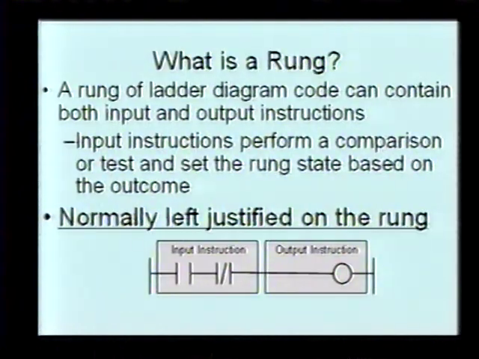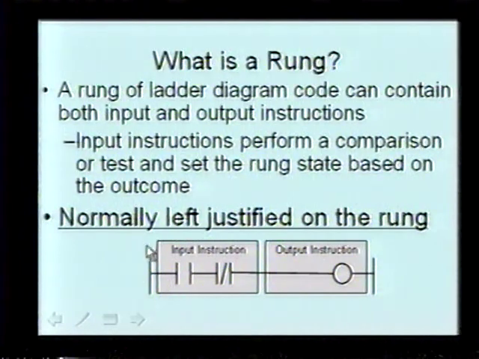What is a rung? A rung of ladder diagram code can contain both input and output instructions. The input instructions perform a comparison or test and set the rung state based on the outcome. Normally they are left justified on the rung. The inputs are left justified on the rung. The outputs are right justified on the rung.